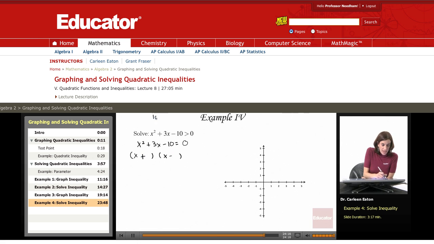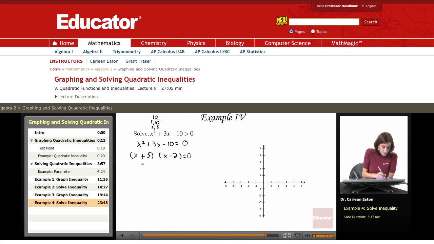Now, the factors of 10 are 1 and 10, and 2 and 5. I need something that is going to add up to 3x. What would give me that is a positive 5 and a negative 2, because then I get minus 2x plus 5x to get 3x.